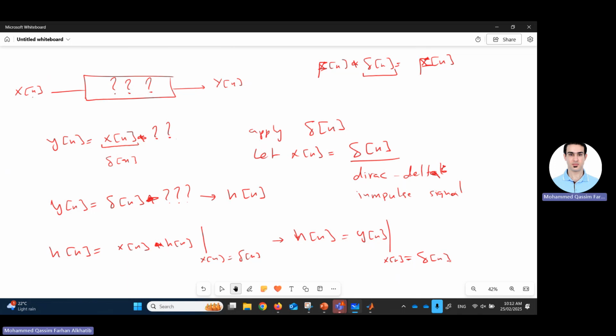If I want to put it in a definition, the impulse response is the output of the system when the input is the unit impulse. That's it. That is the impulse response. And that's why we always symbolize it with h of n. That's what we call the impulse response, because we knew the behavior when we applied delta of n instead of x of n to get the output.